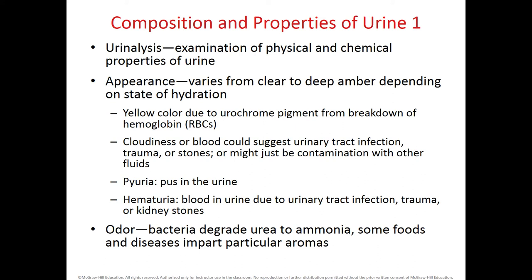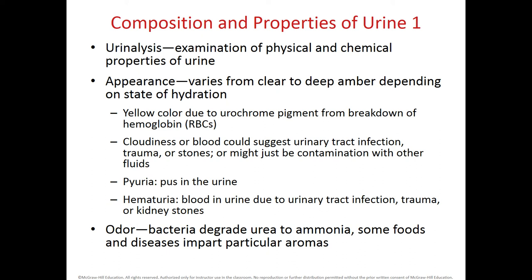So then the substances that we have in the urine can be examined and we can perform a urine analysis. Urine analysis is an examination of the physical and chemical properties of urine. And the appearance of the urine will vary from clear to deep amber depending on the state of hydration. So you can have yellow color due to the urochrome pigment from the breakdown of hemoglobin in the red blood cells. And if you have cloudiness in your urine or if you have blood, that suggests a UTI, a urinary tract infection, trauma or stones, or it might be a contamination with other fluids.